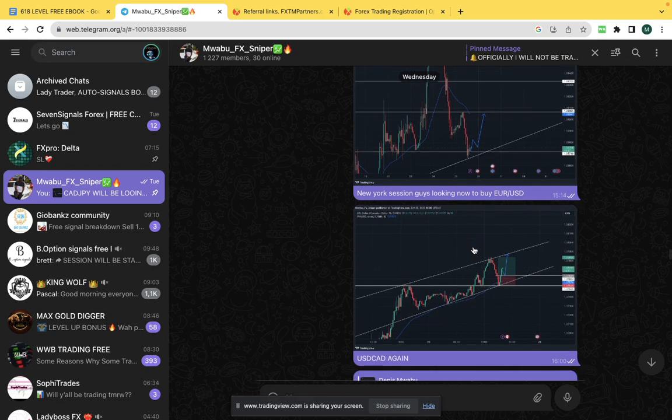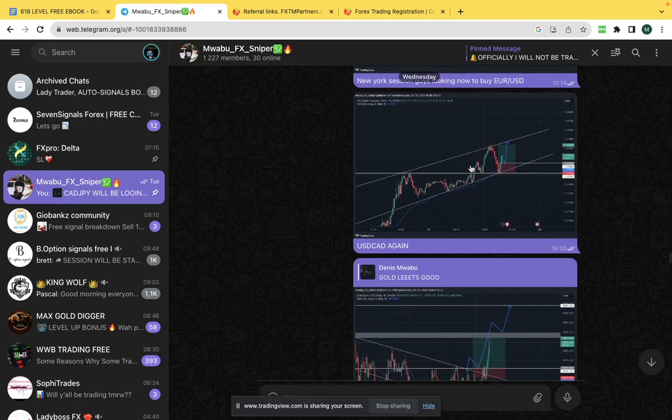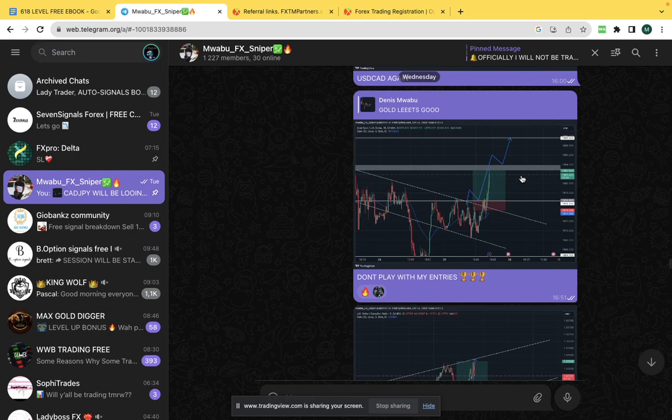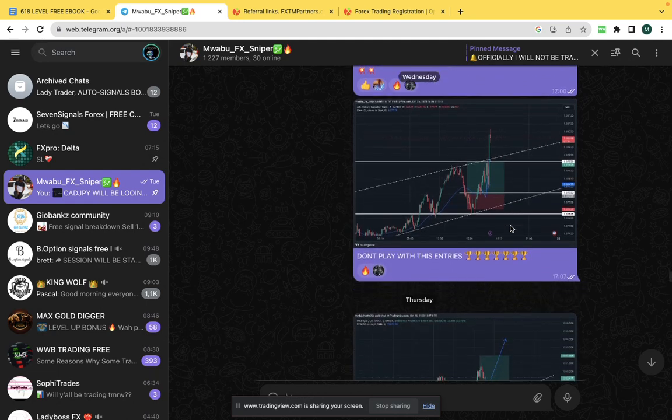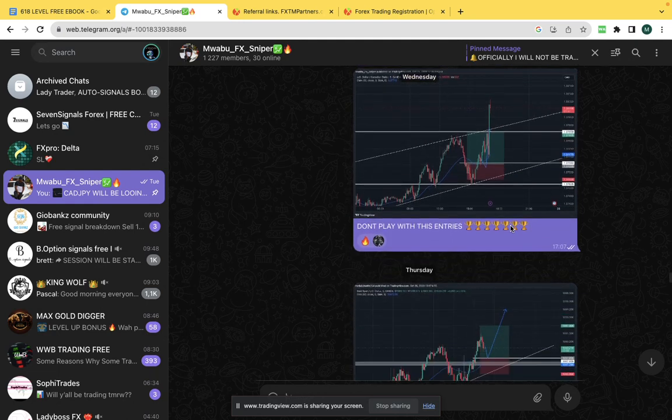So this is USD CAD. You see buying, as I was telling you, hits our level here and pushes up. We are looking for a retracement and then it continues moving up. So this is a strategy that I've tested over and over and over, even with US 30 and all those things.